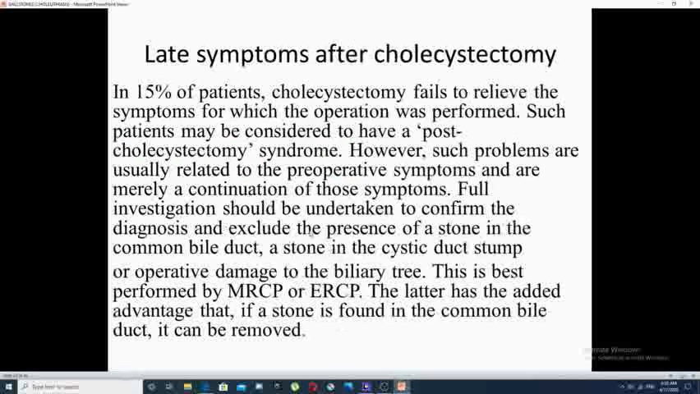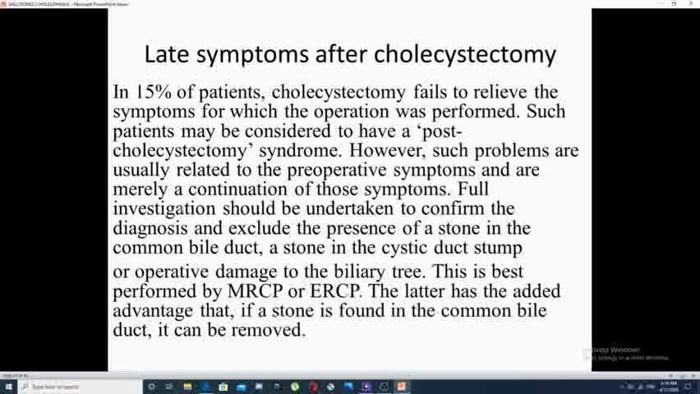Late symptoms after cholecystectomy, or post-cholecystectomy syndrome, refers to symptoms that develop in about 15% of patients following cholecystectomy. These patients fail to get relief from the symptoms for which the operation was performed. Such a problem may be related to preoperative symptoms which remain and continue into the postoperative period.